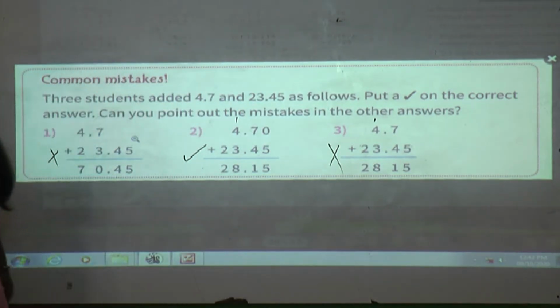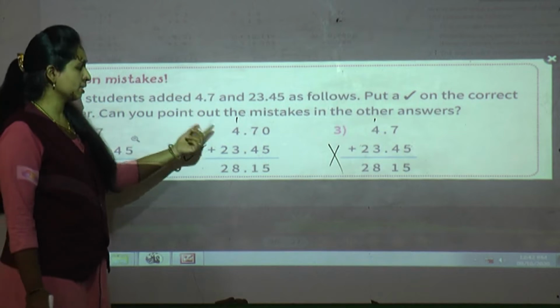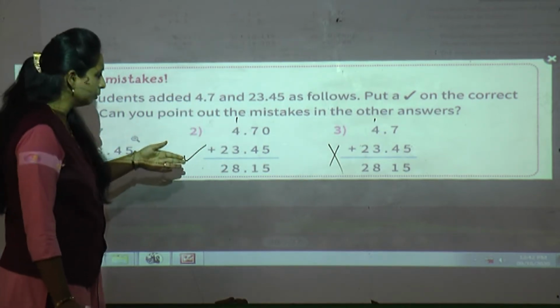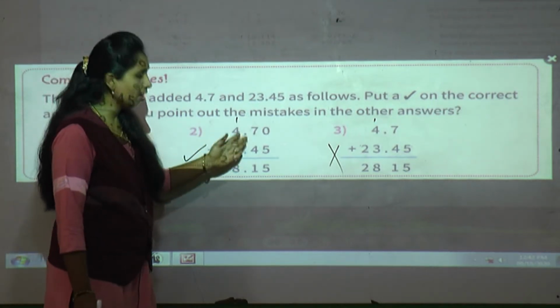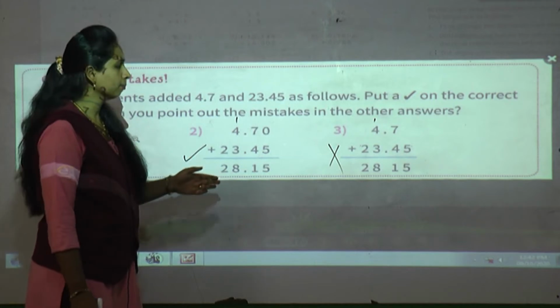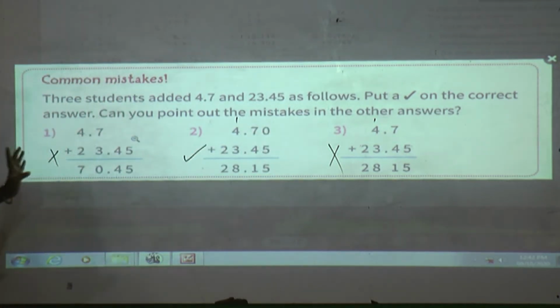Clear? So you are not going to commit these mistakes. You have to always write the addition of decimals while presenting the numbers in the place value. You have to put the decimal points one below the other. Okay, and in the answer also the decimal point is very, very important. Otherwise the whole sum will be wrong. Clear? Yes.